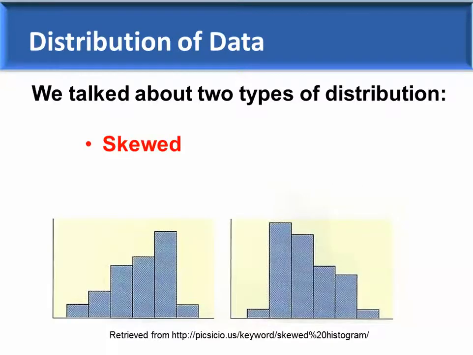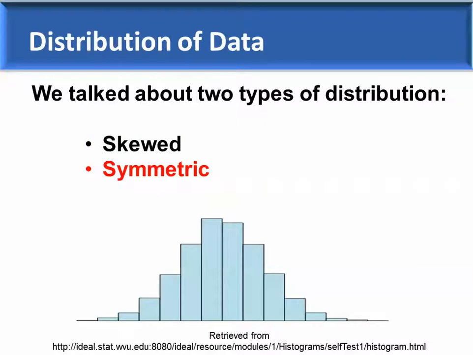We have skewed distributions. You can have skewed to the left or skewed to the right, whichever direction the outliers are in. And we also have symmetrical distributions, which are approximately symmetrical. They don't have to be 100% symmetrical. And those are the ones we're going to be focusing on here with our normal distributions.